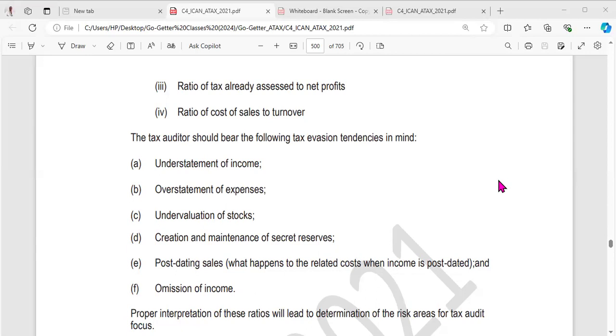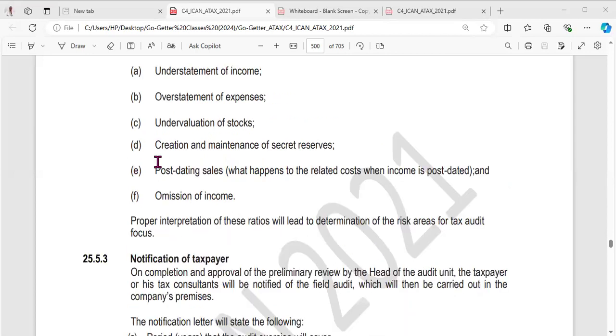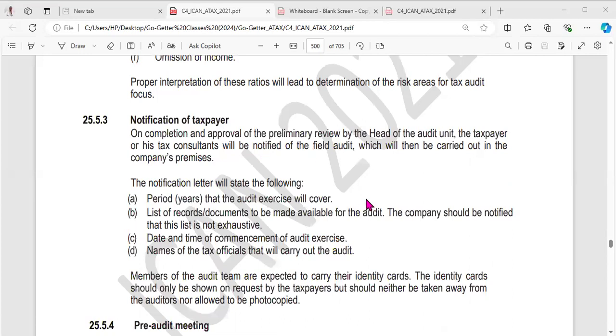Okay, when you are presenting only one bank statement, that is omission of income. Understating your income is when you are saying, okay, your income is 1 million, and you are saying it is 600,000. That's understating. Then there is a notification of the taxpayer.